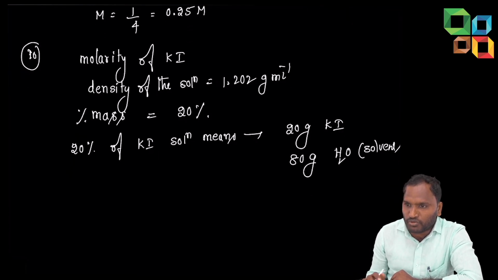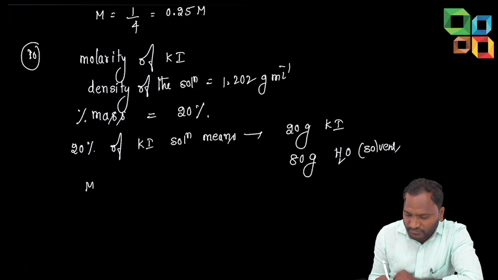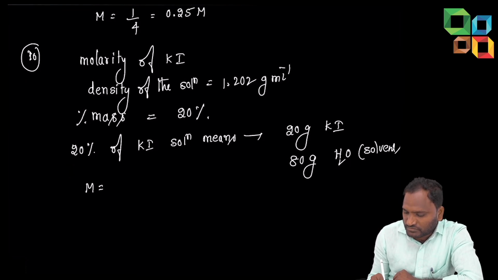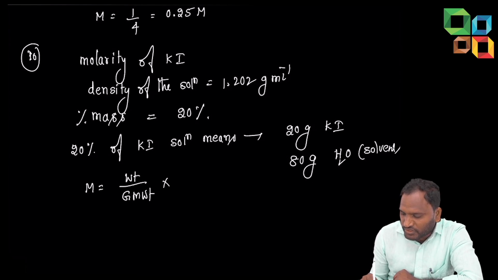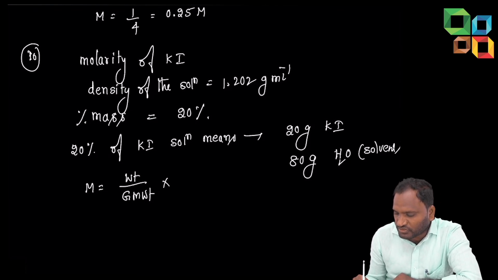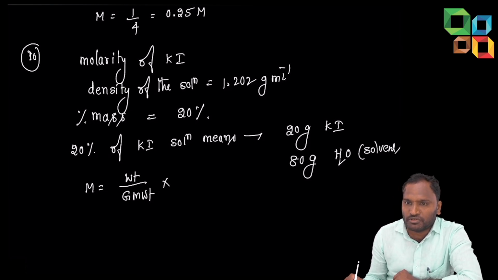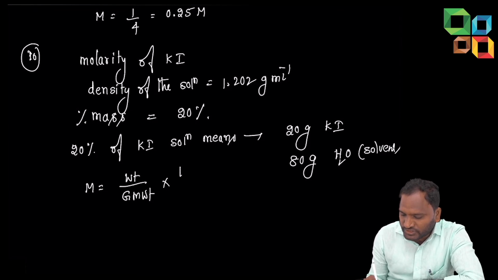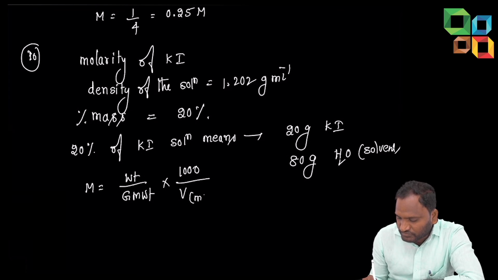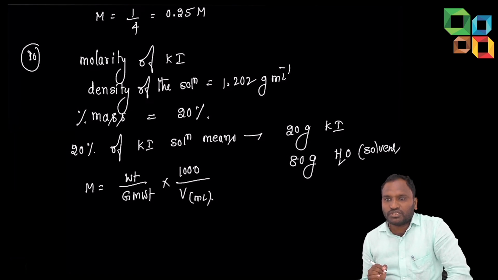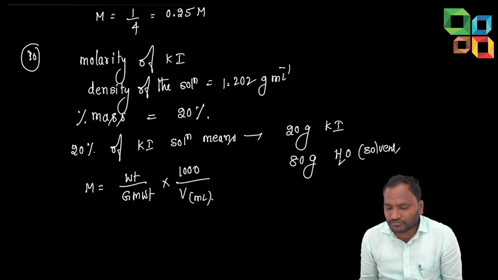But to find out molarity, what we need first, you write. Weight of solute by gram molecular weight of solute. That anyway, weight of solute we have, gram molecular weight of solute also we have. We know because formula is there, now we can find out. 1000 by volume of solution we want. Volume of solution, how we get? Here density they have given.